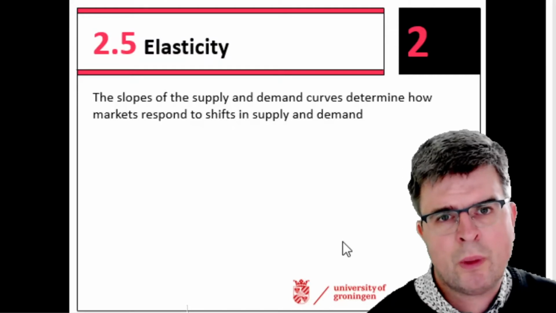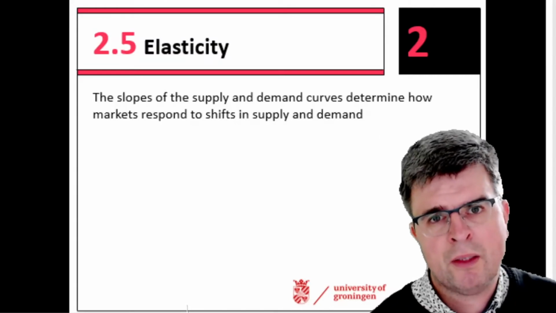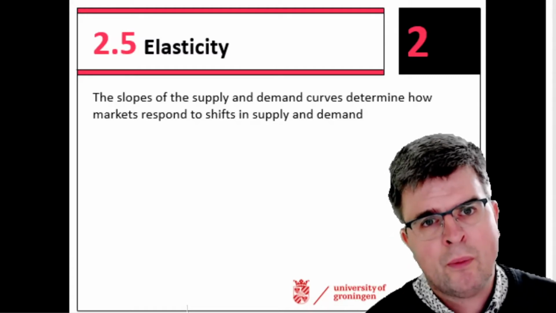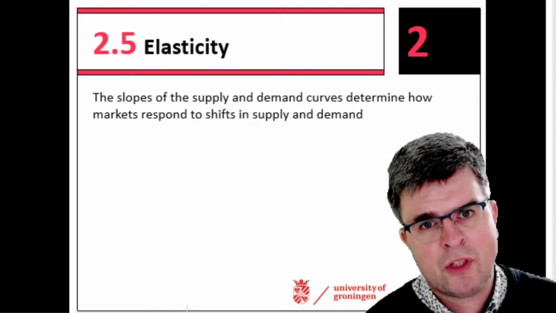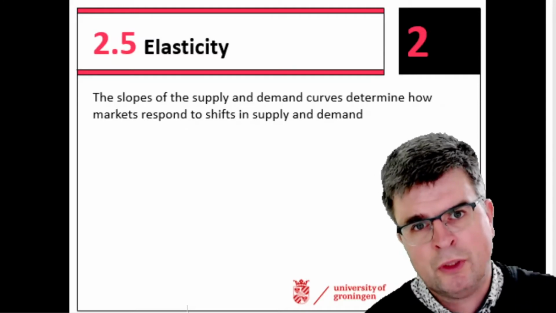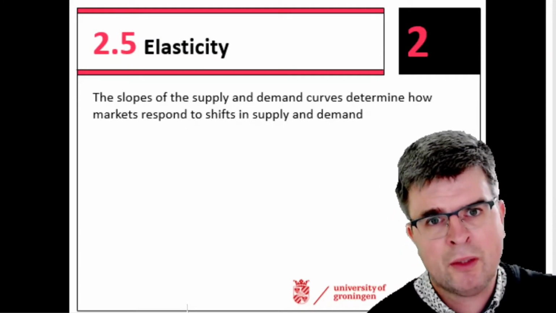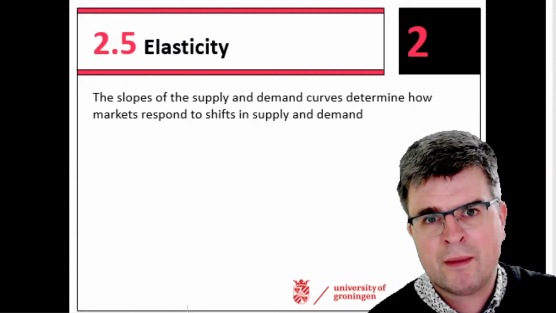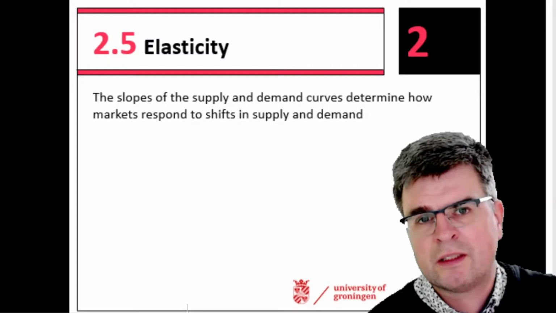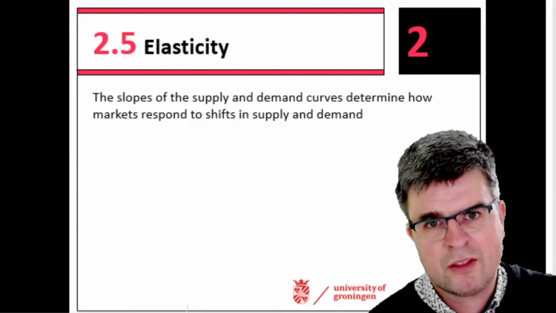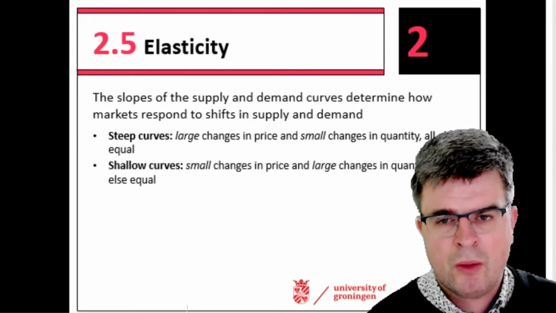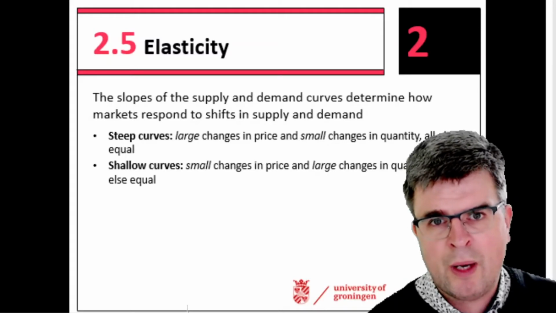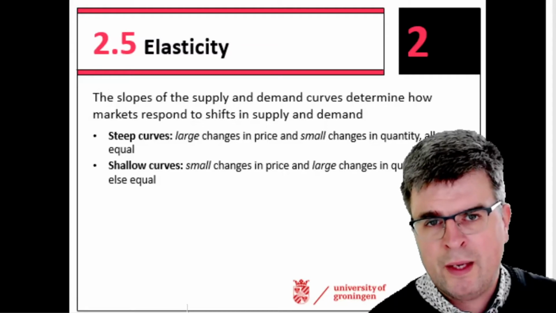So we have now observed that the slope of the demand and the supply curve play a very important role in determining how the market equilibrium outcomes will change in response to a shift in either the supply or the demand curve. And it's nice if we can summarize that impact in one statistic, and we're going to develop that statistic next.